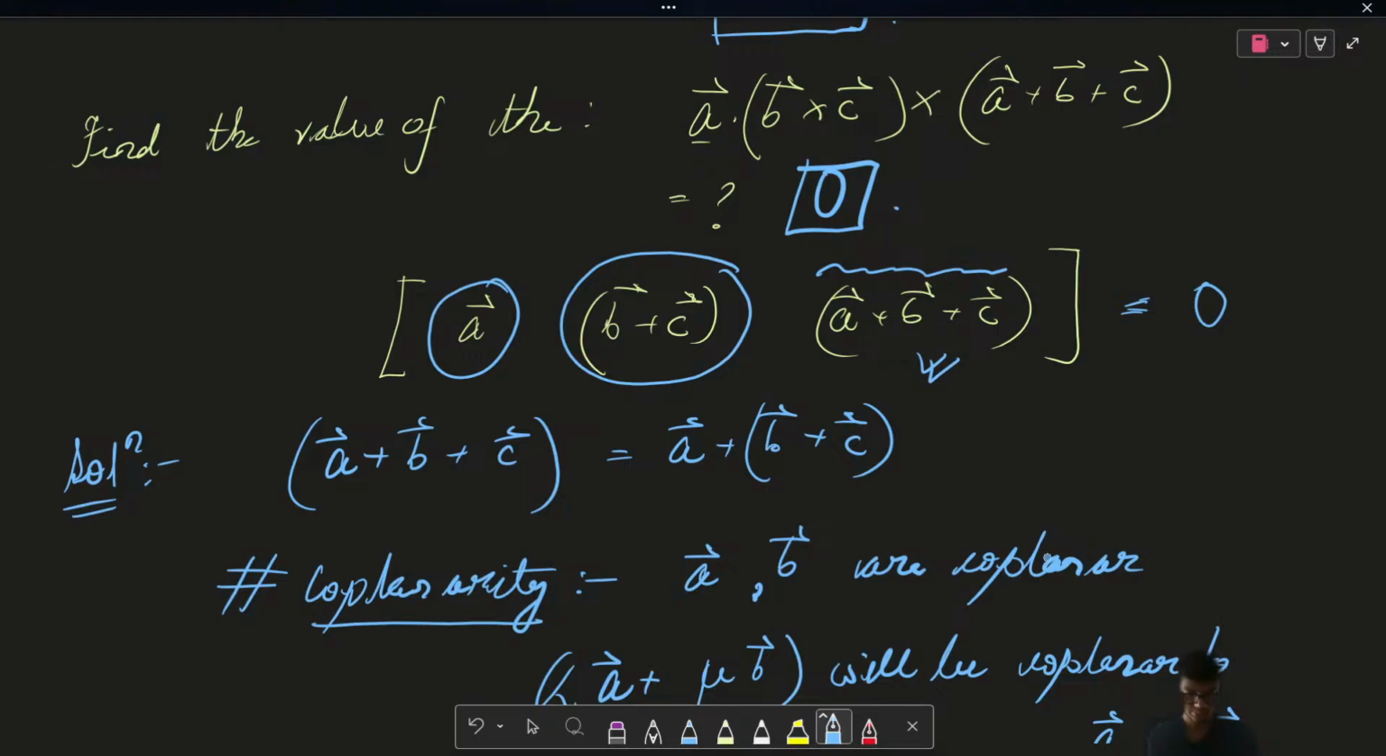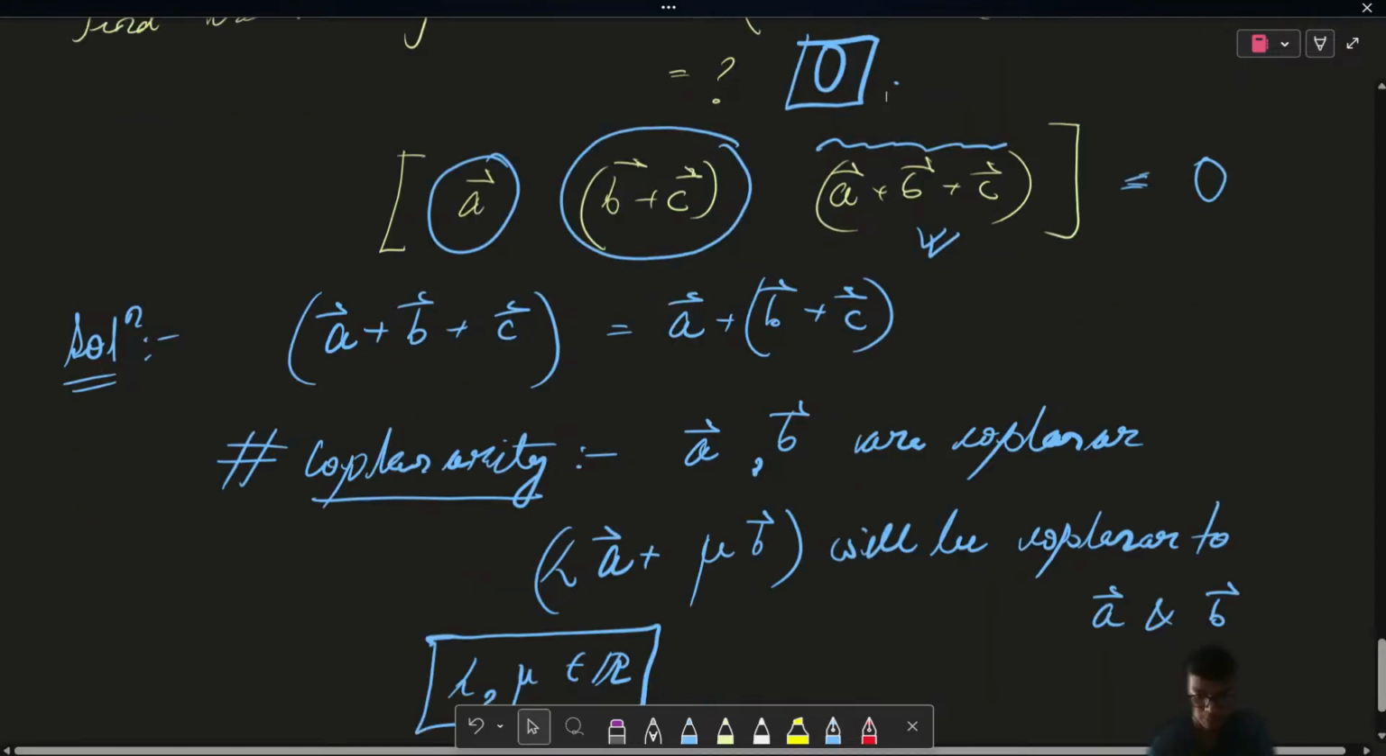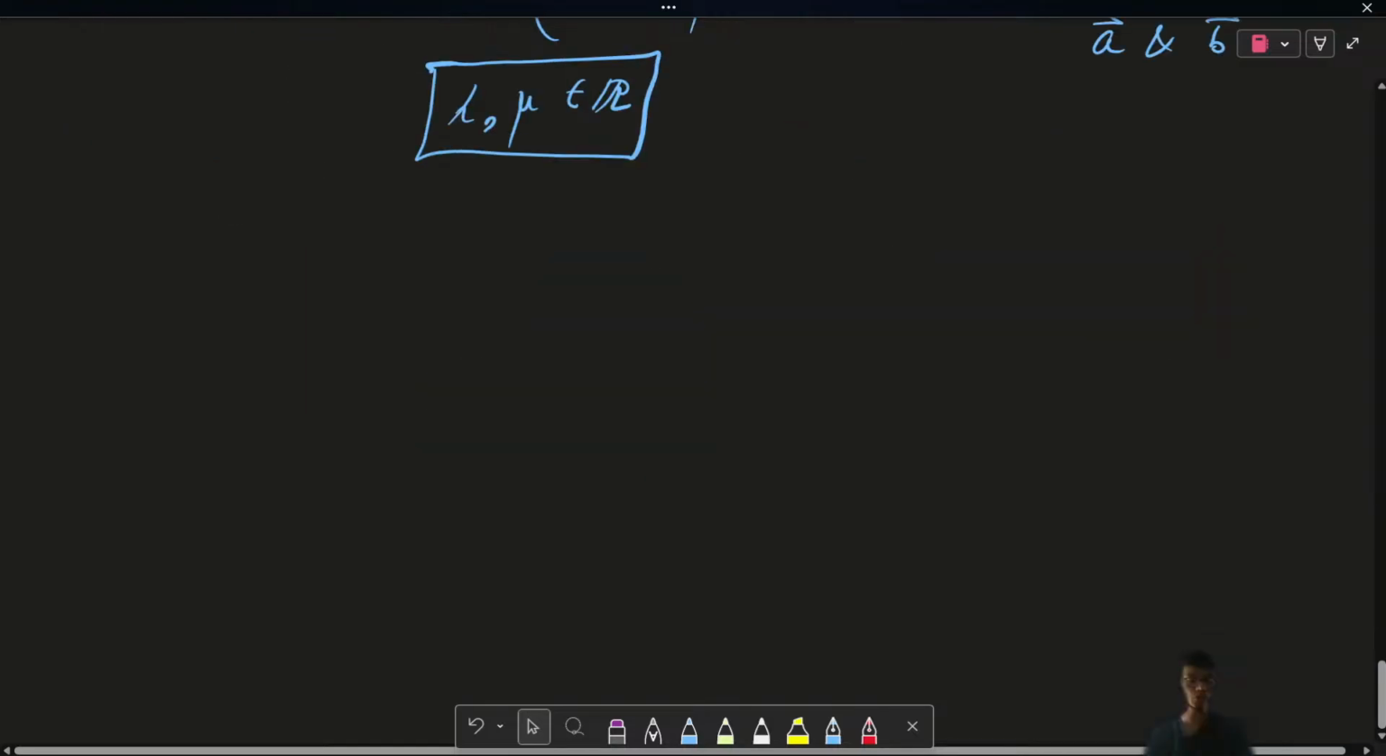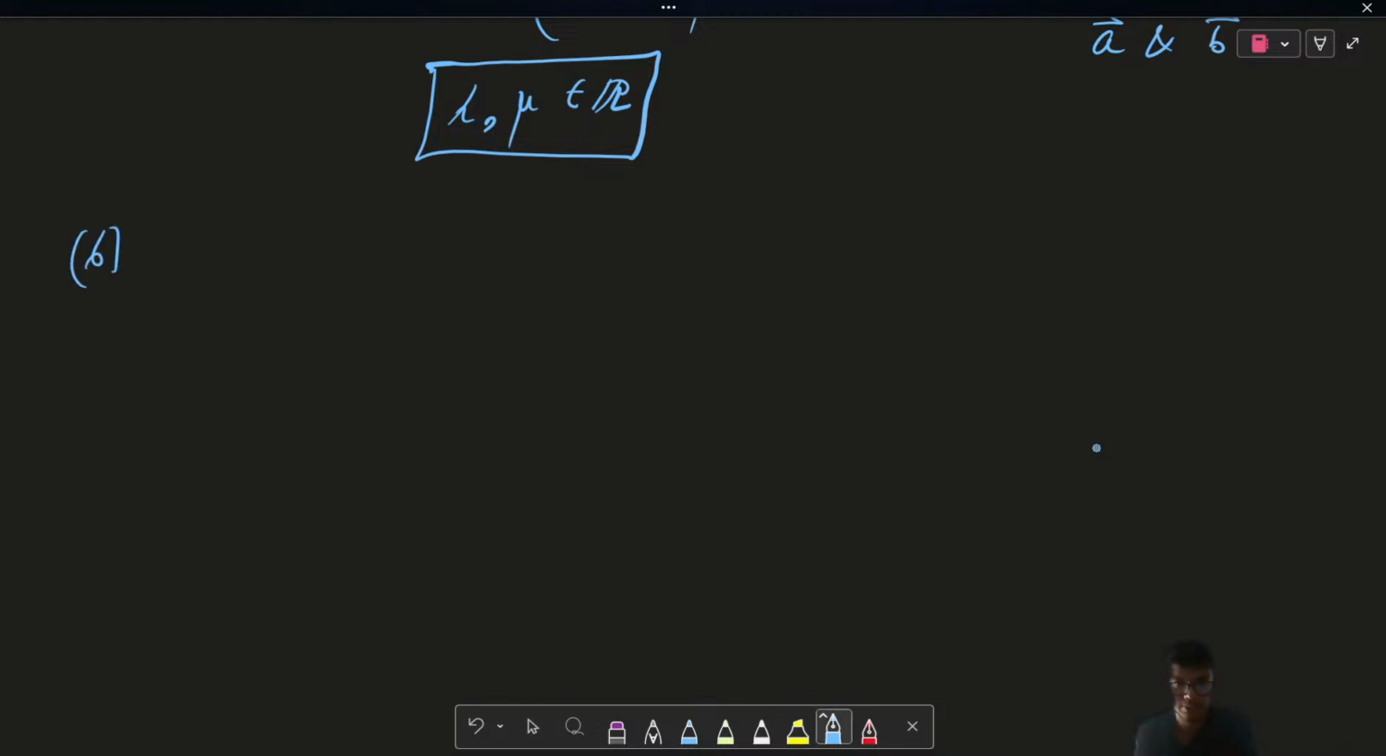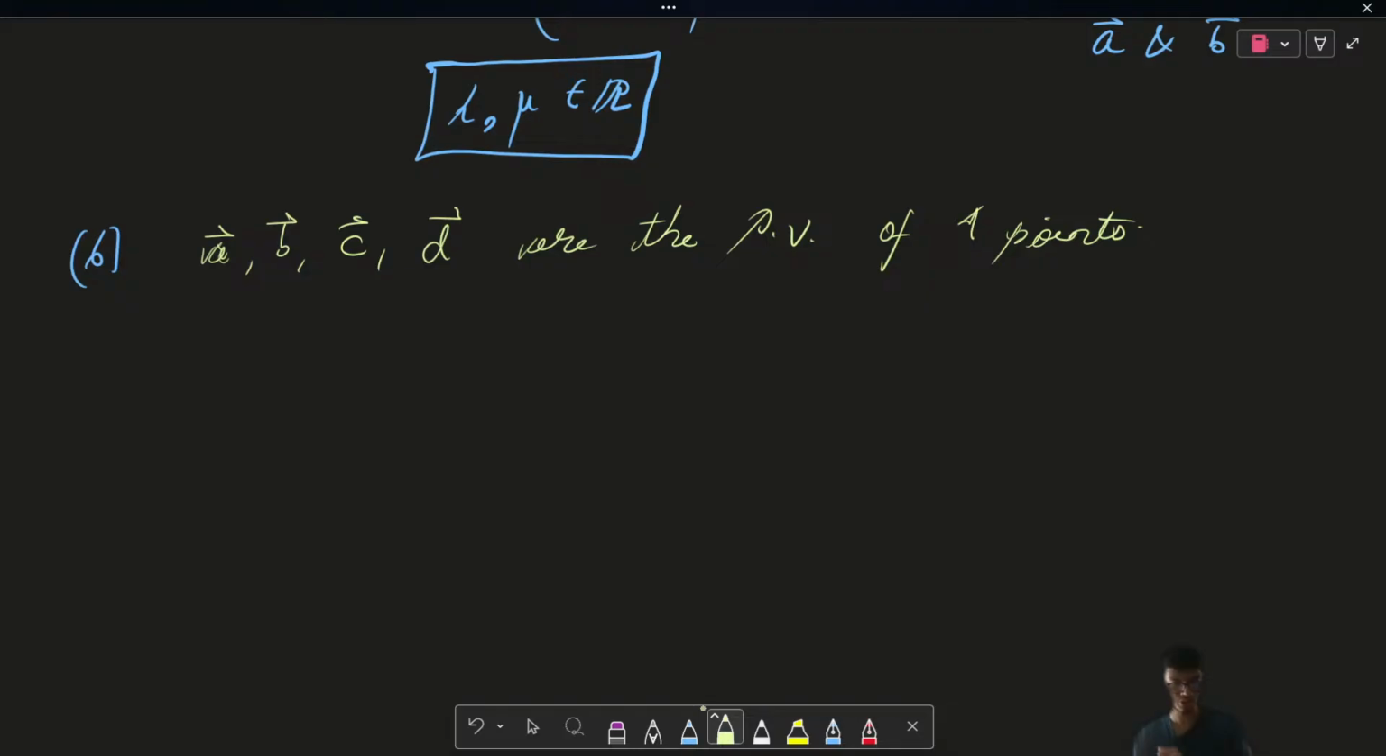All right. So if this part is clear, let's now talk about some other properties. So let us continue with the properties. The property number 6 talks about the case where we have 4 points whose position vectors are given as a vector, b vector, c vector and d vector. PV stands for the position vectors of these 4 points.